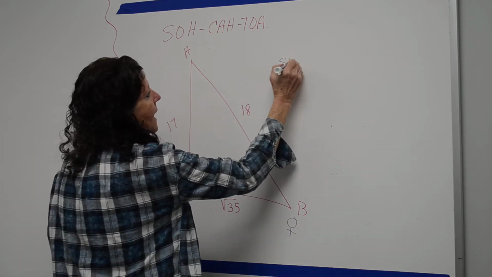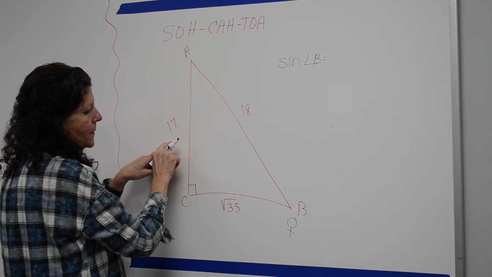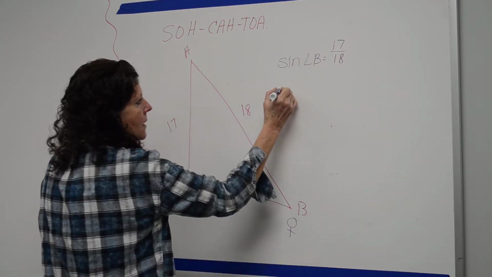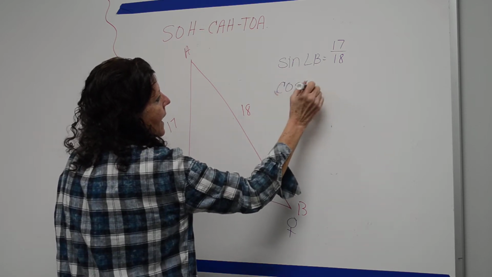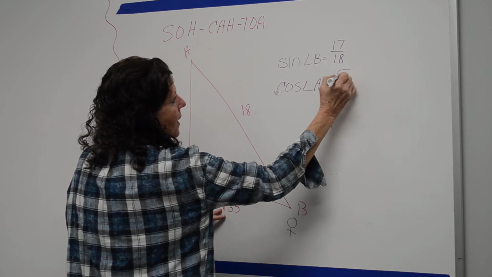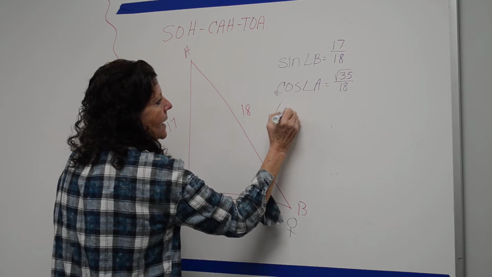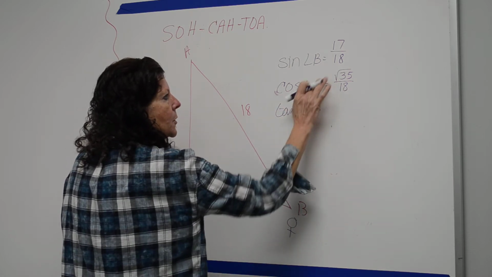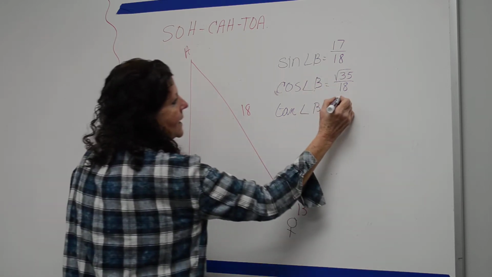So, the sine at angle B is opposite over hypotenuse, so 17 over 18. The cosine at angle B is adjacent over hypotenuse, so the square root of 35 over 18. And the tangent of angle B, put A there rather than B, is opposite over adjacent.